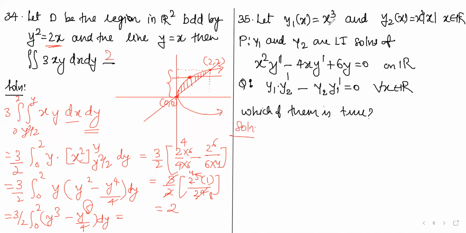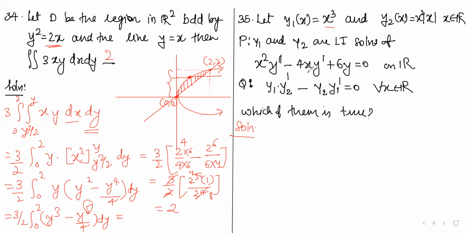It's saying that y1(x) is x cubed and y2(x) is x squared times mod x. And you are given statements P and Q. P says that y1 and y2 are linearly independent solutions of this Cauchy Euler equation. And Q says that the Wronskian is 0. So let's consider: if y1 and y2 are linearly independent solutions, then this Wronskian won't be 0.